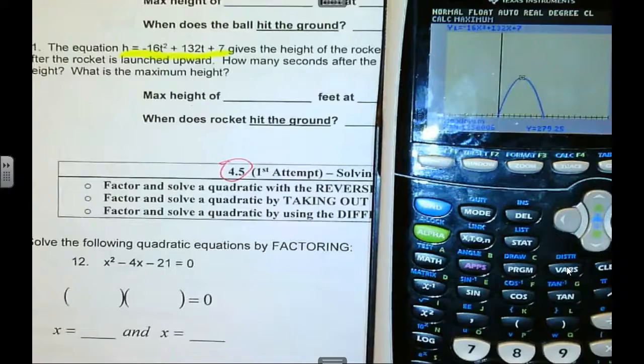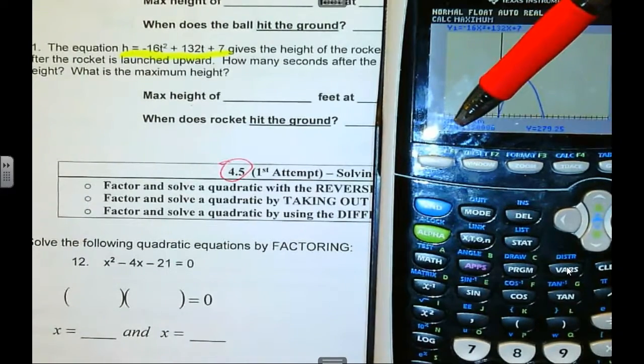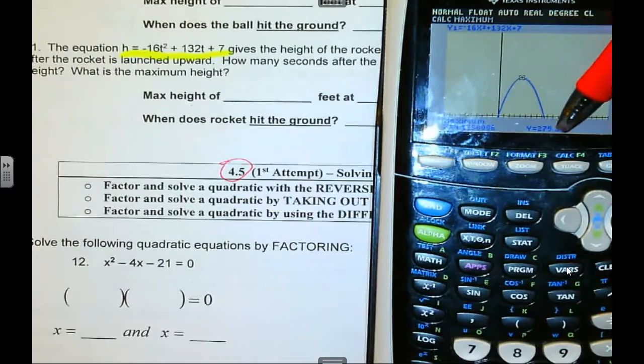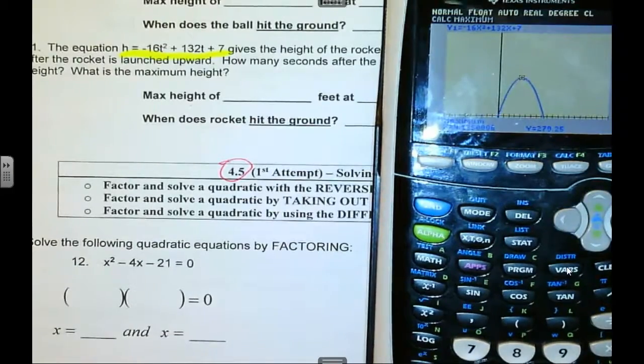And my vertex is 4.13, 279.25. Now, which one's my height? 279, it's the y-axis, right?